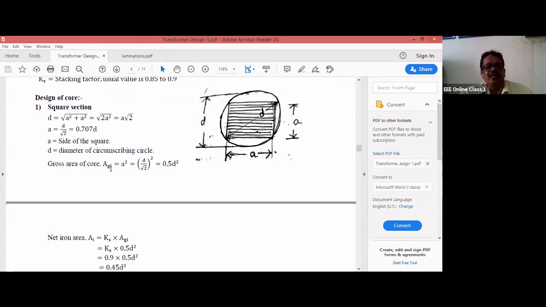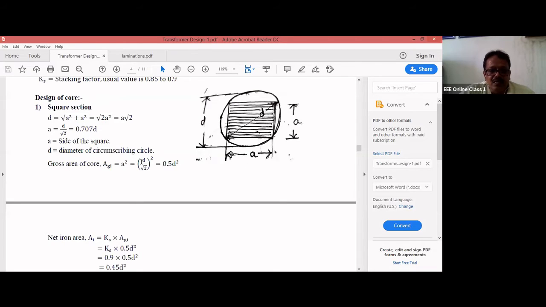The gross core area AGI, once again I'm telling you, includes along with the thin lamination the insulation part. The insulation part is nothing but the spray of varnish. So AGI is equal to what? AGI is equal to a into a, the gross core area, which is a square.